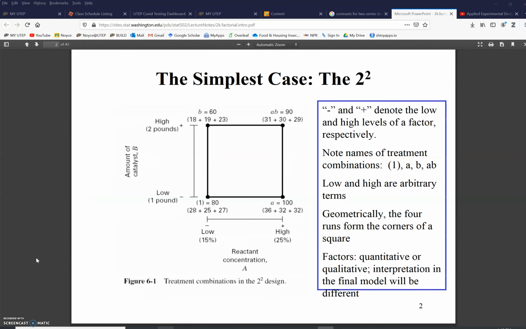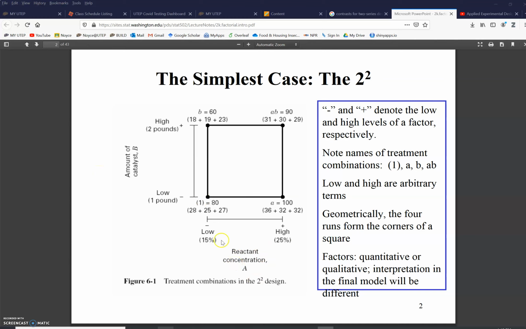So let's start at the very simplest case possible. This is from a different textbook, and you can take a look at it. It's the introductory notes for 2 to the k factorial designs. But here's a simple 2 to the 2. Remember the negative and plus denote the low and high levels of your factor. So we have an A factor, the reactant concentration, and then the catalyst, the amount of catalyst.